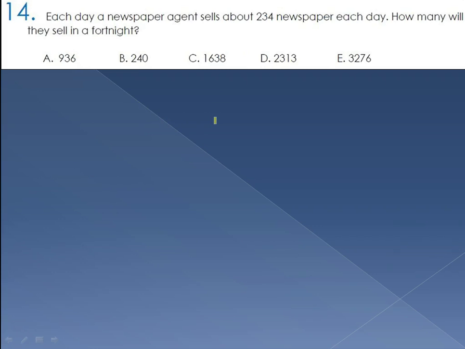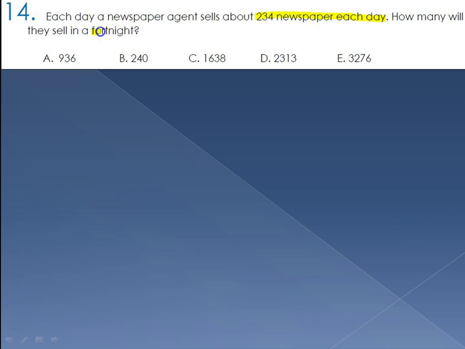Okay, the next one, question 14. Each day a newspaper agent sells about 234 newspapers. How many will they sell in a fortnight? 234 each day is key, and a fortnight.